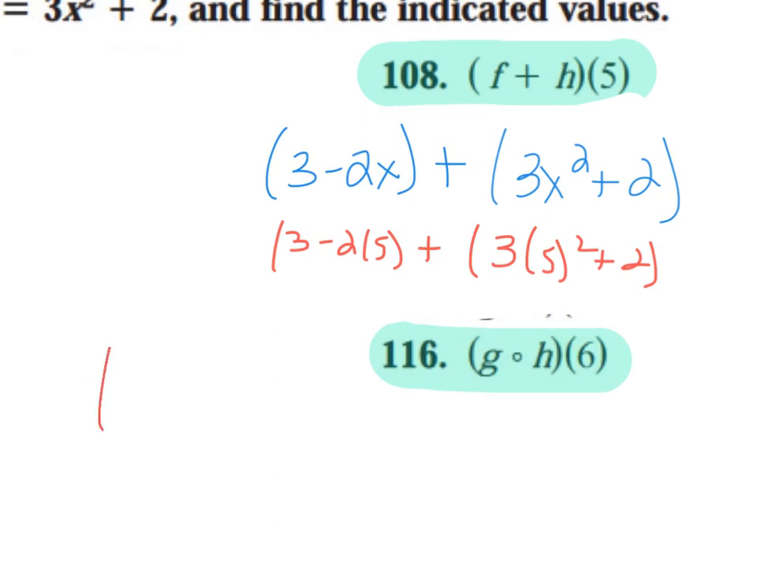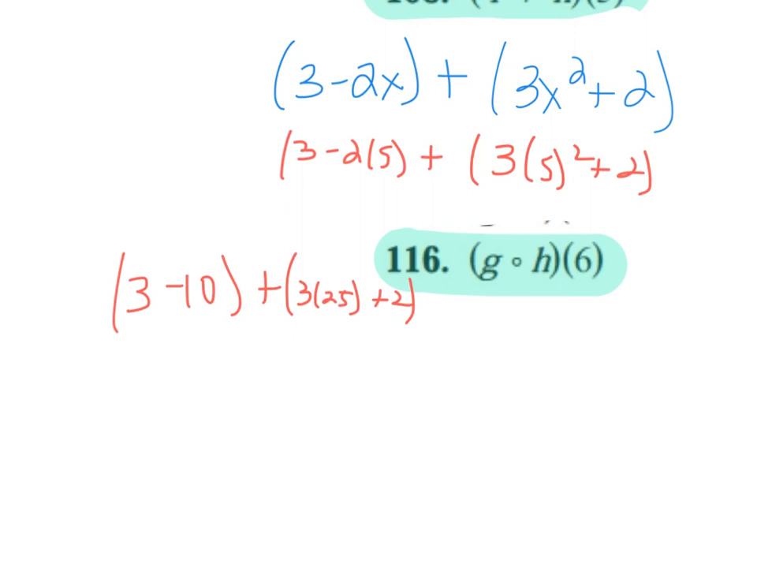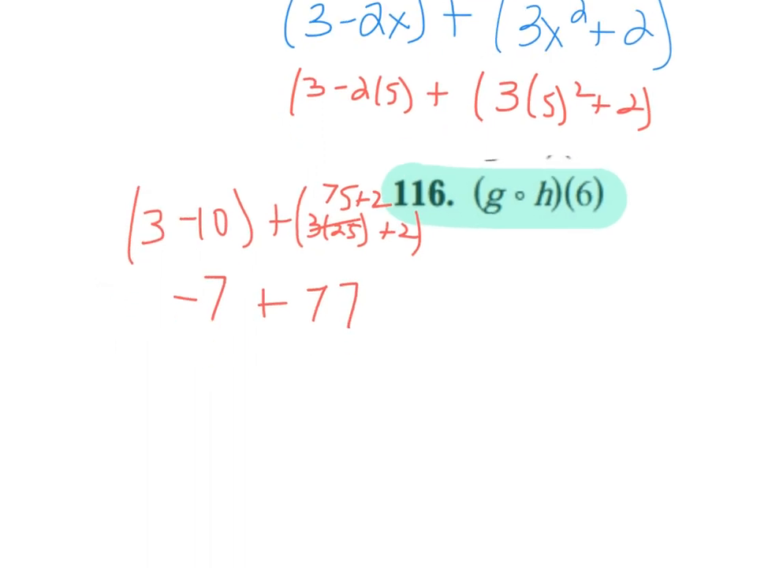So I have 3 minus 10, right? Plus 3 times 25 plus 2. What's 3 minus 10? -7. Plus, what's 3 times 25? 75. It's not really that big. 75 plus 2 is 77. What's -7 plus 77? 70.